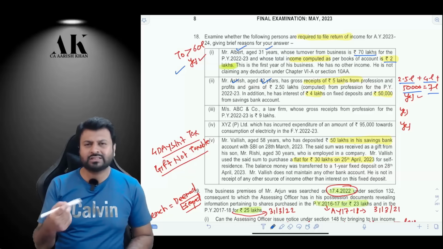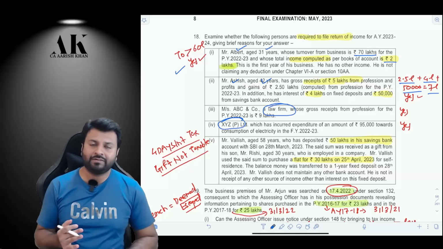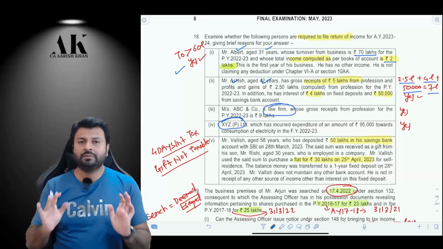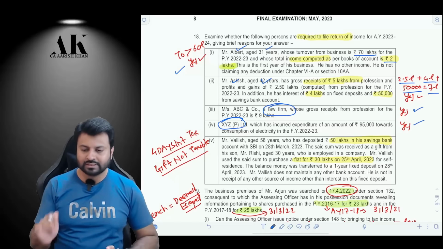Now the third and fourth case is also very simple. Third case, there is a partnership firm, and in fourth case, there is an XYZ private limited company. And we all know that for a partnership firm and for a company, it is always mandatory to file the return irrespective of the total income. So these two assessees are liable to file the return.